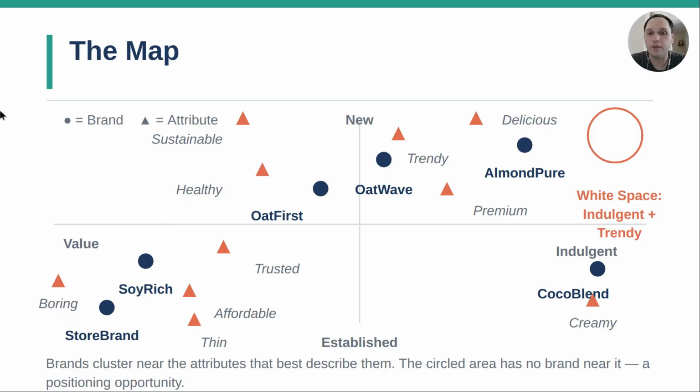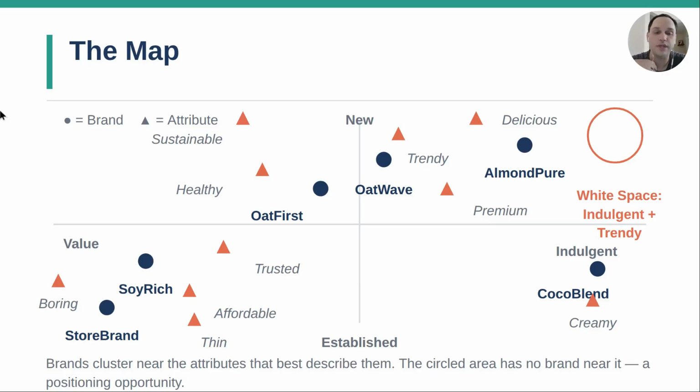Now we plot everything. The horizontal axis runs from value on the left to indulgence on the right. The vertical axis runs from established at the bottom to new at the top. Brands and attributes appear together on the same map. Oat Wave sits in the upper middle area, perceived as new and trendy, but not strongly associated with indulgence or rich sensory experience. Almond Pure occupies the upper right: new, trendy, and indulgent, close to delicious and premium.